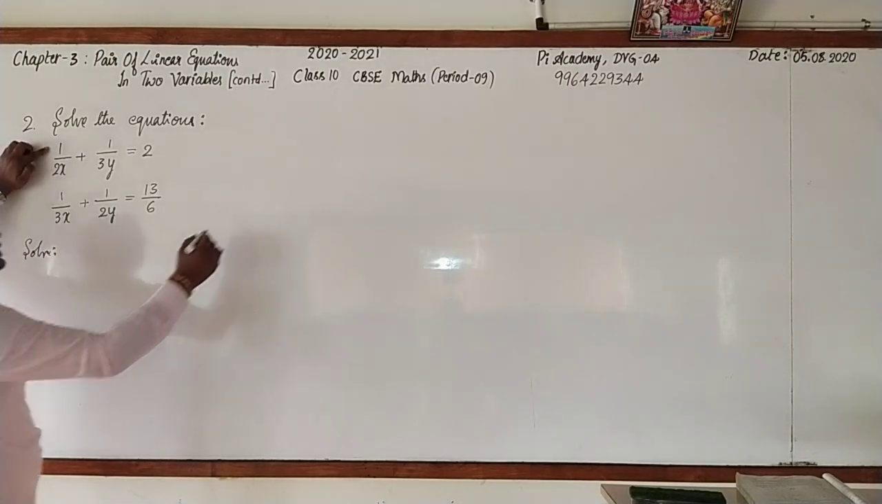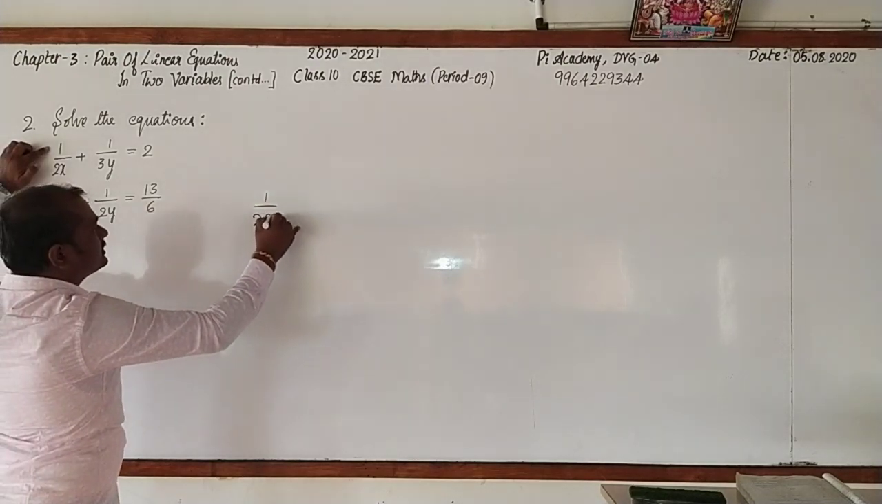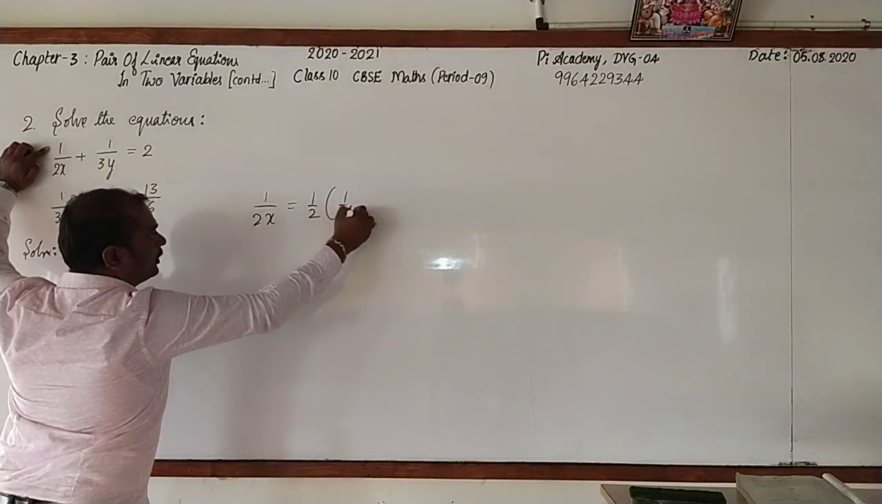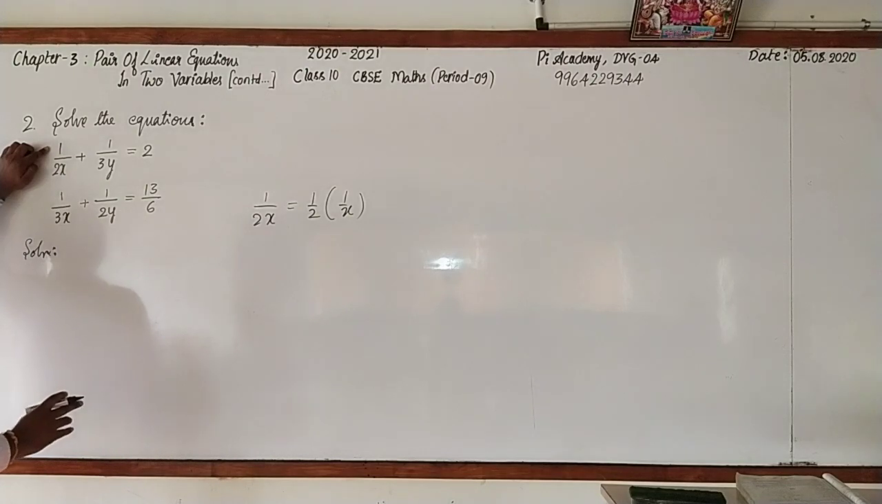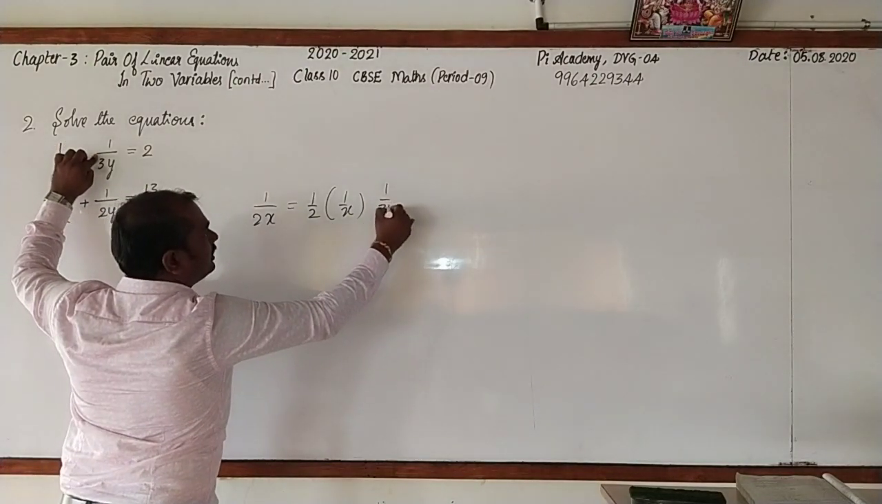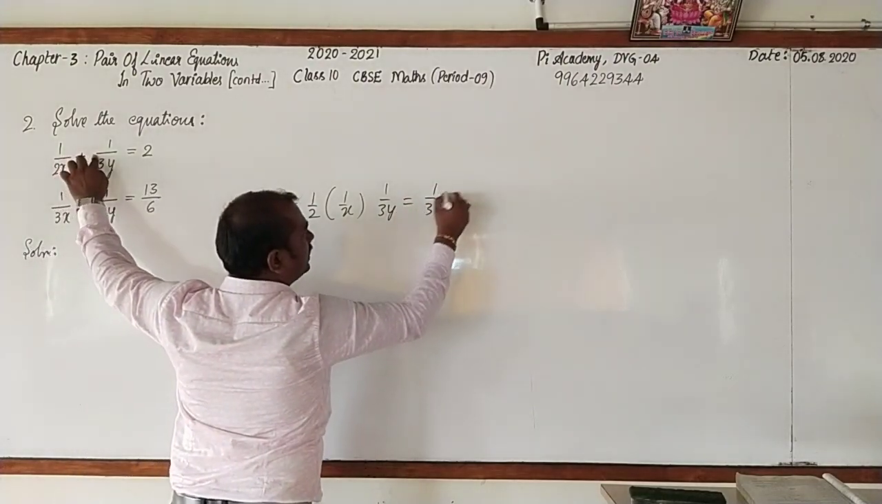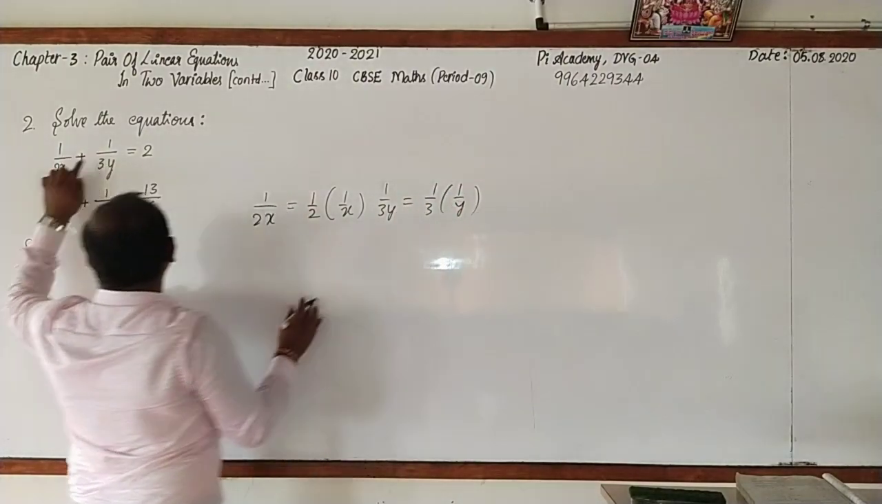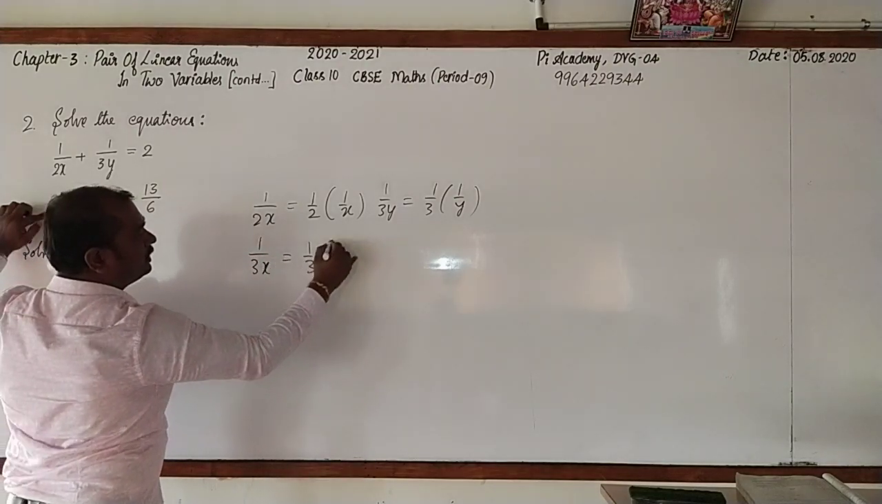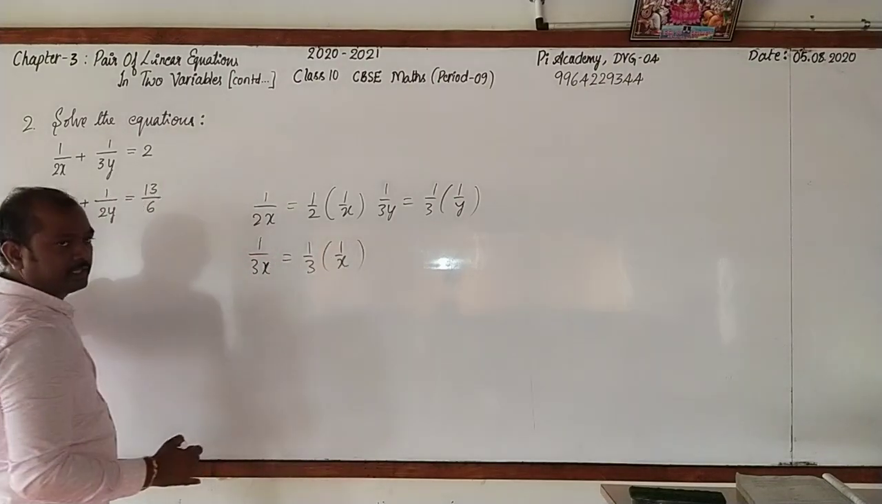Yes. Observe here. Here 1 by 2x is there. How do you write? It is 1 by 2 into 1 by x. Is it not? Then here 1 by 3y is there. 1 by 3y can be written as 1 by 3 into 1 by y. Similarly here 1 by 3x, it is 1 by 3 into 1 by x.